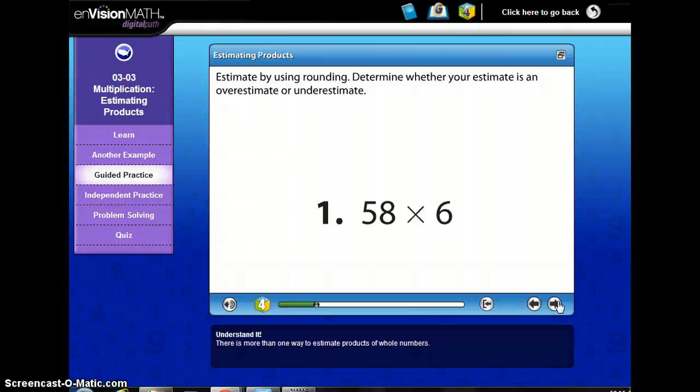So what would we change this problem to, Dathan? 60 times 6 equals 360. And if you did that problem the long way, you would find your answer to be very close to 360.